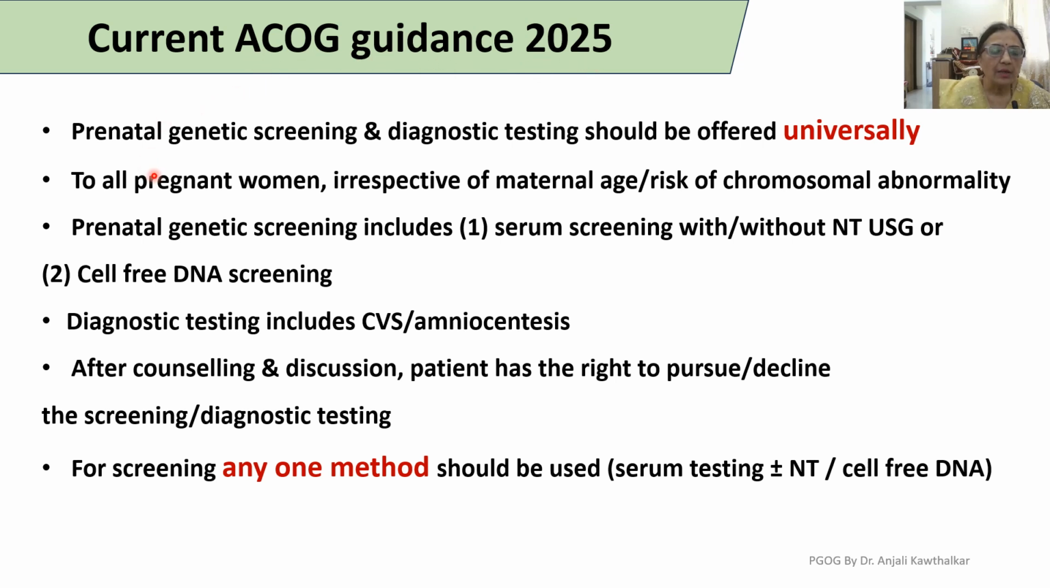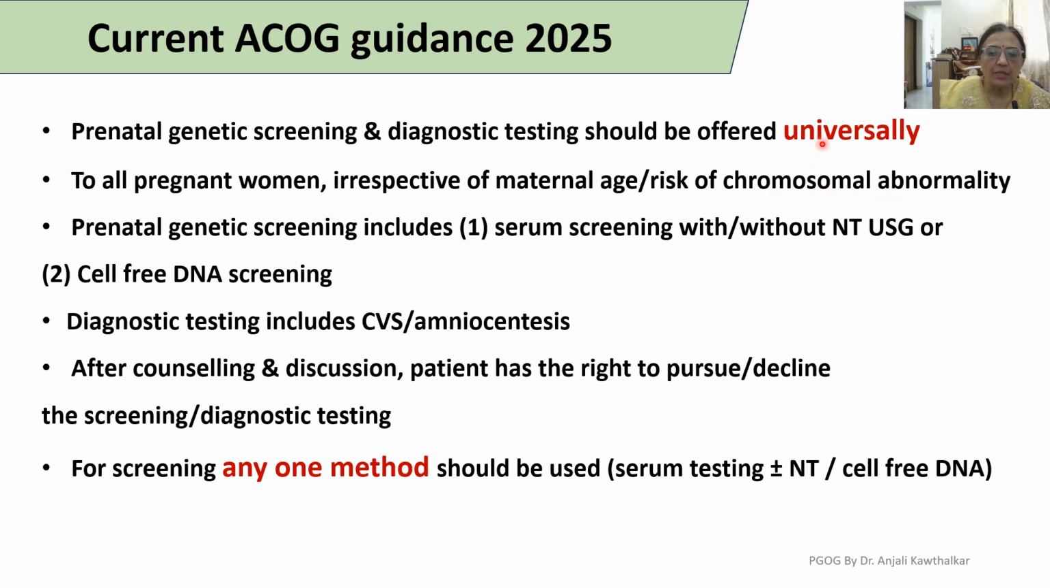What it says is prenatal genetic screening and diagnostic testing should be offered universally to all pregnant women, and preferably at the first antenatal visit. To all pregnant women, irrespective of maternal age or irrespective of risk of chromosomal abnormality. That is the meaning of this term universally.